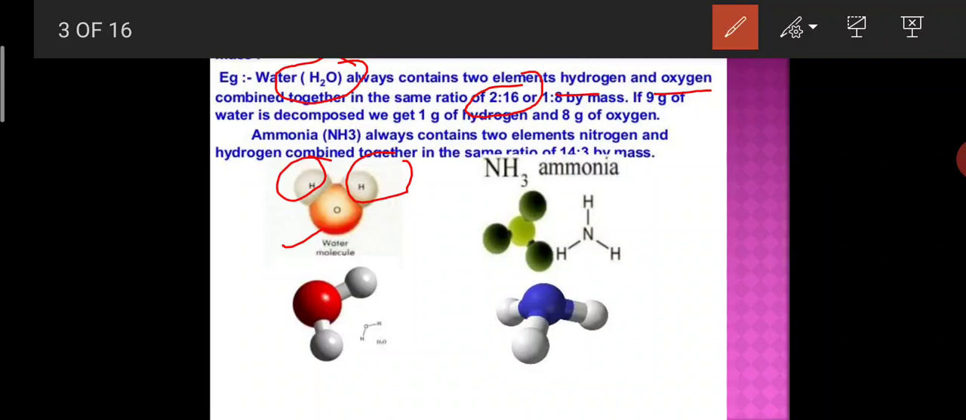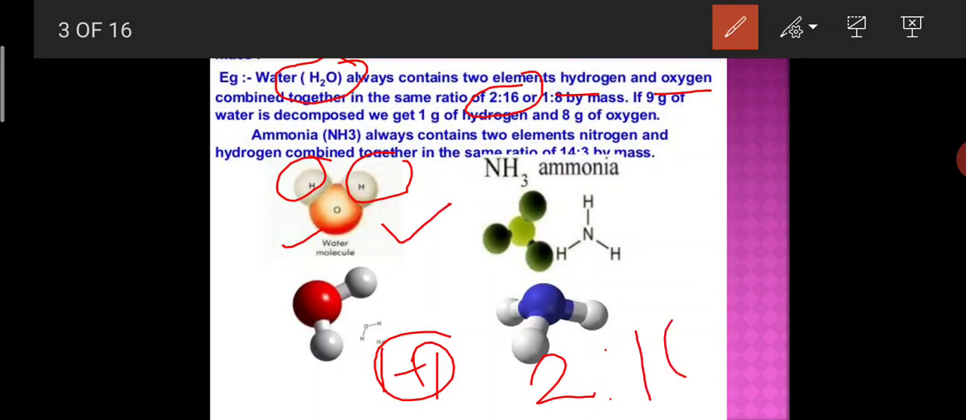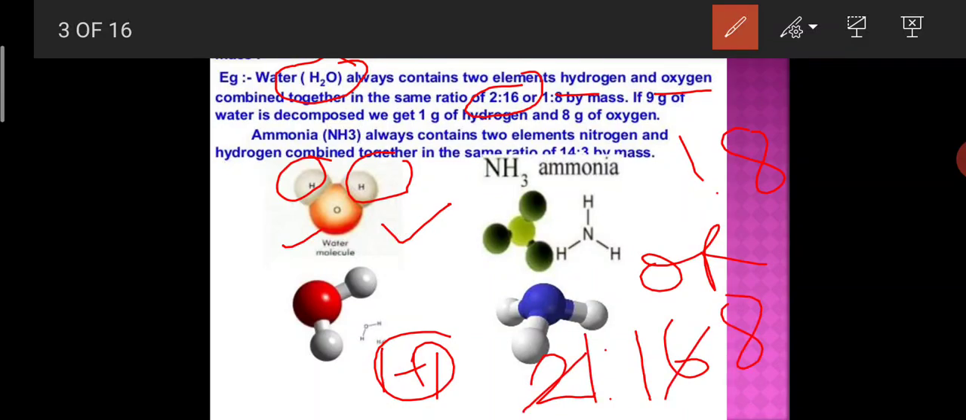So how many atoms of hydrogen? 2. The atomic mass of hydrogen is 1. So how many atoms in water? 2, so 1 plus 1, 2 atoms of hydrogen, and 1 atom of oxygen. So what is the atomic mass of oxygen? You can find it on page number 35. What is the atomic mass of oxygen? 16. So 2:16, or you can write it here as 1:8. You can use the table of 2: 2 1s are 2 and 2 8s are 16. So the ratio is always 1:8.